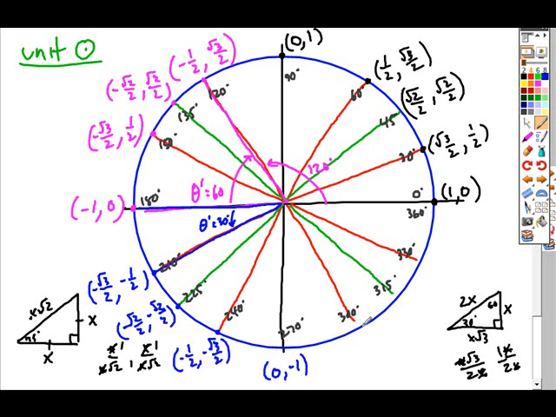0, negative 1. Now when we move into quadrant 4, here our x is positive, our y is negative. So when we look at this, we can map directly up here to our reference angle of 60 degrees. 1/2 and root 3 over 2 in the negative direction. 315, root 2 over 2, and then root 2 over 2 in the negative direction. And then 330, root 3 over 2, and then 1/2 in the negative direction. And again, back to 360, it's 1 and 0 again. And then this whole thing cycles back.